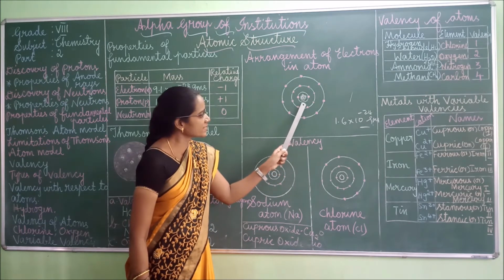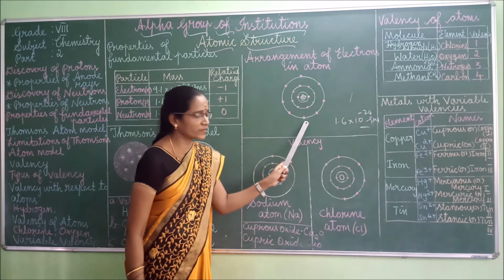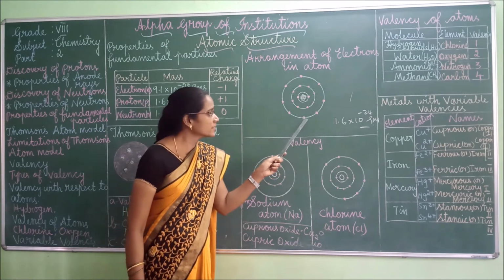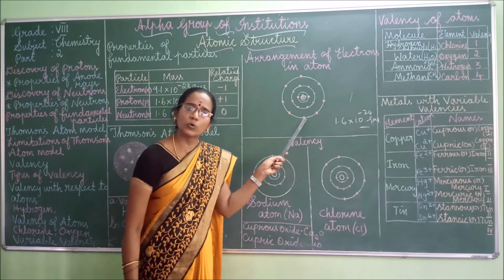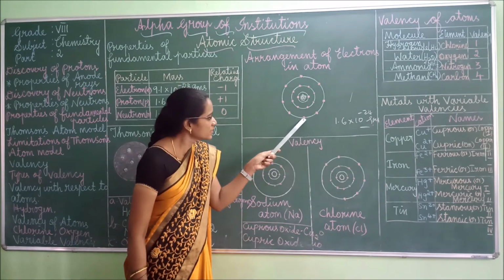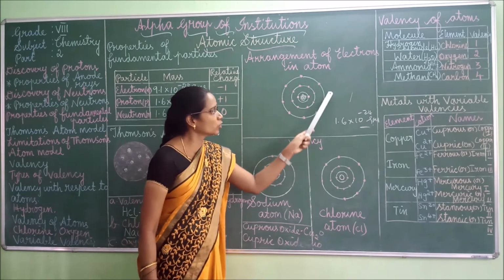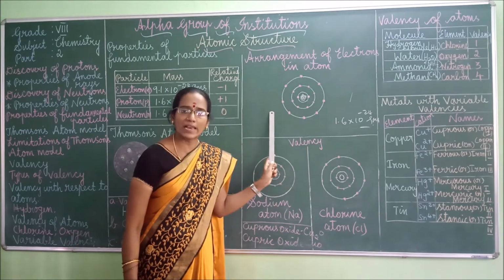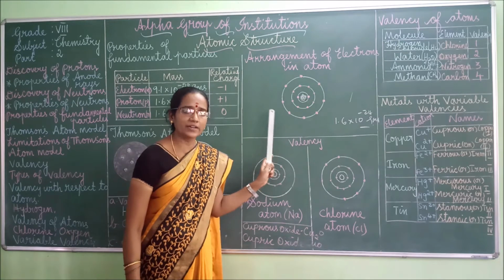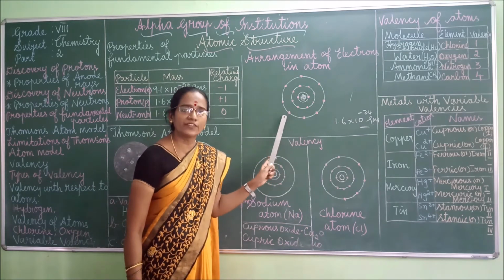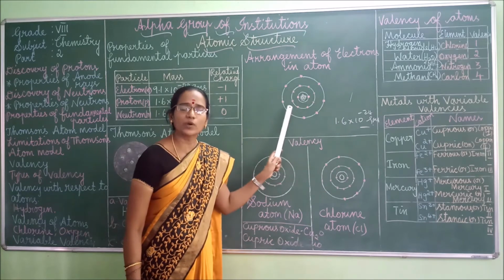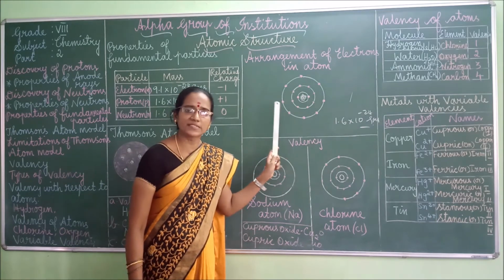Here this is the first orbit, second orbit as well as this is the third orbit. So for this atom, this third orbit is the outermost orbit. Here some electrons are revolving now. So these electrons are called the valence electrons. Got it, children? So the electrons revolving in the outermost orbit of an atom are called the valence electrons.